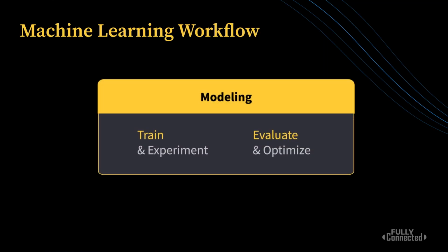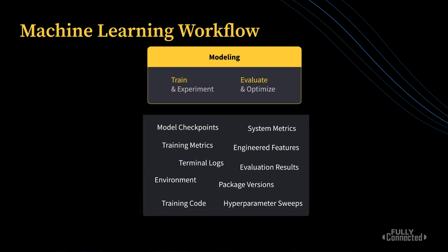The next stage after data curation is modeling. That starts with quick, iterative experimentation. A machine learning practitioner is hacking around in a notebook, trying different architectures and hyperparameters, and running lots of experiments. Then they're evaluating and optimizing those trained models, seeing how they perform on different held-out test sets, and running hyperparameter sweeps to optimize the model and squeeze out a next level of model performance.